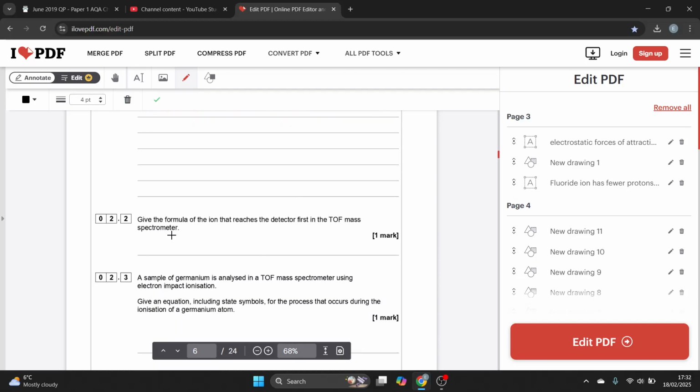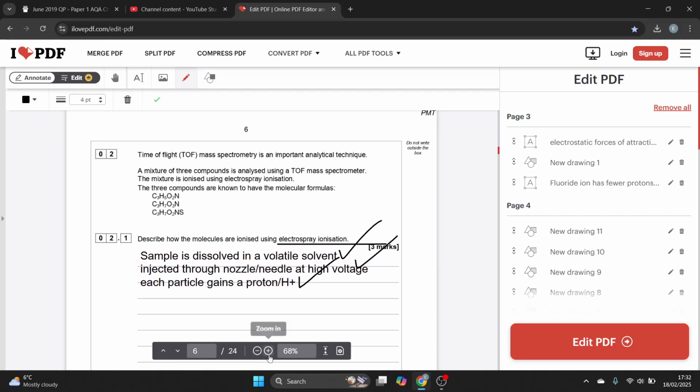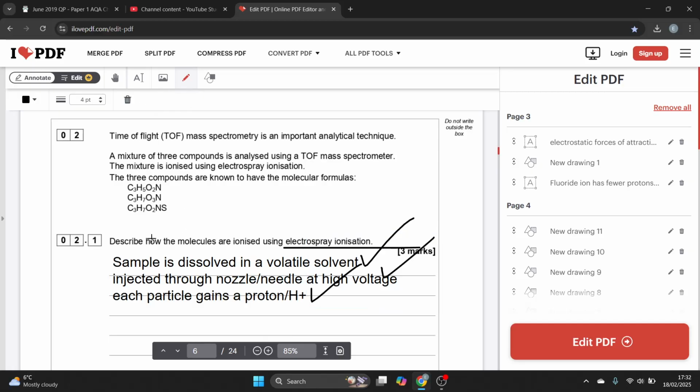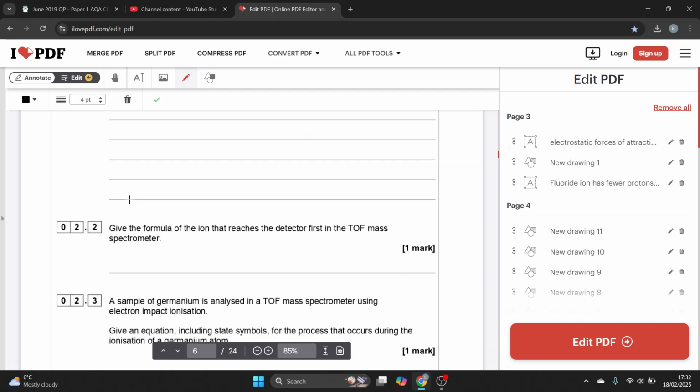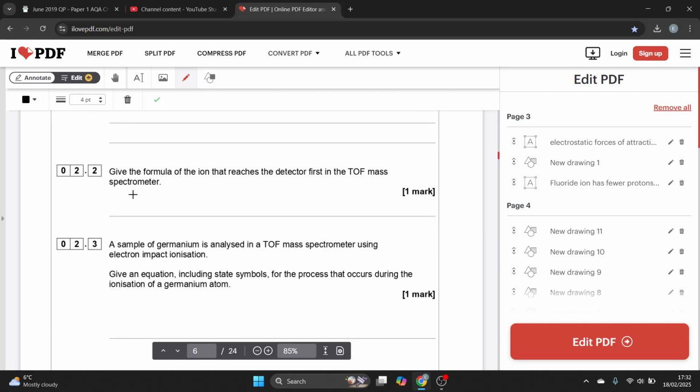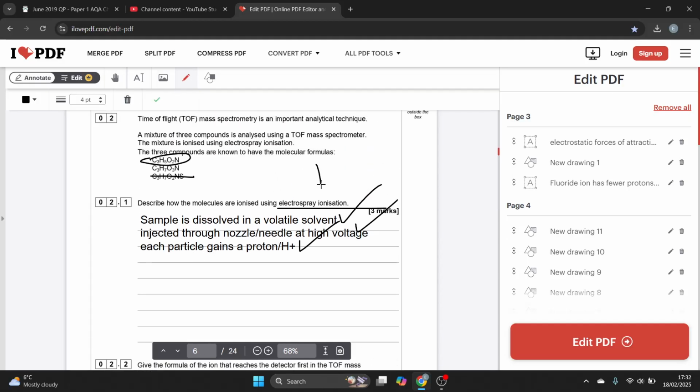Give the formula of the ion that reaches the detector first in the time-of-flight mass spectrometer. So the one with the lowest Mr, which is definitely not going to be that one. No, it's going to be that one then. Detector first, yeah. So C3H5O2N. But the thing about electrospray ionization is the H plus ion.